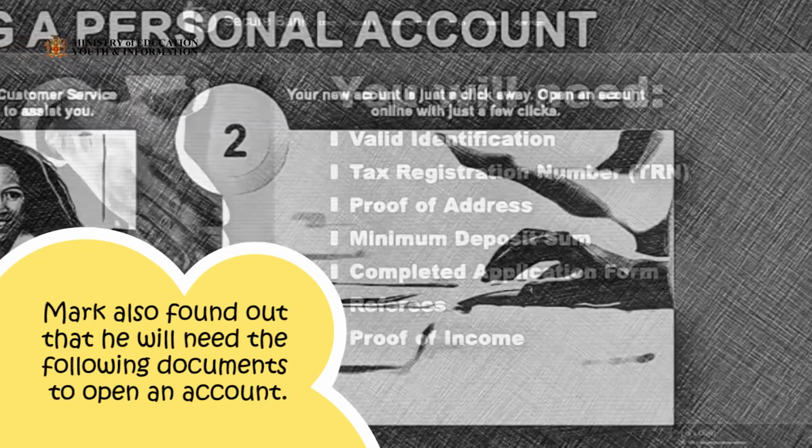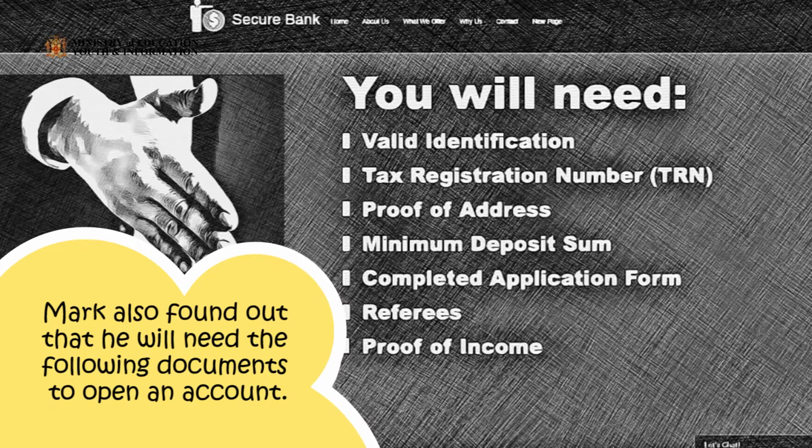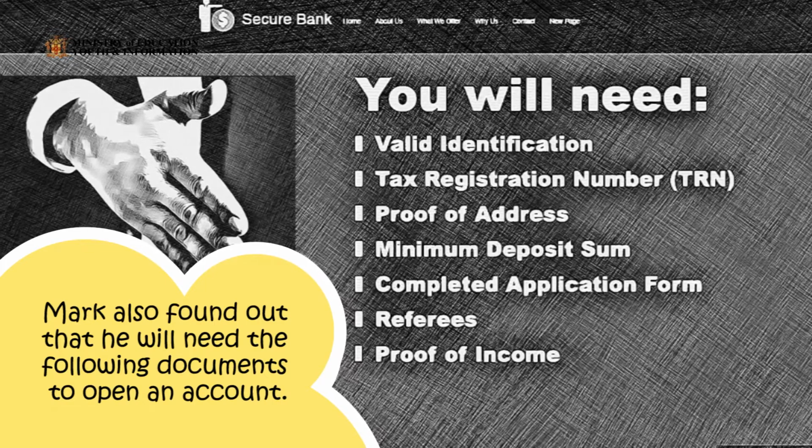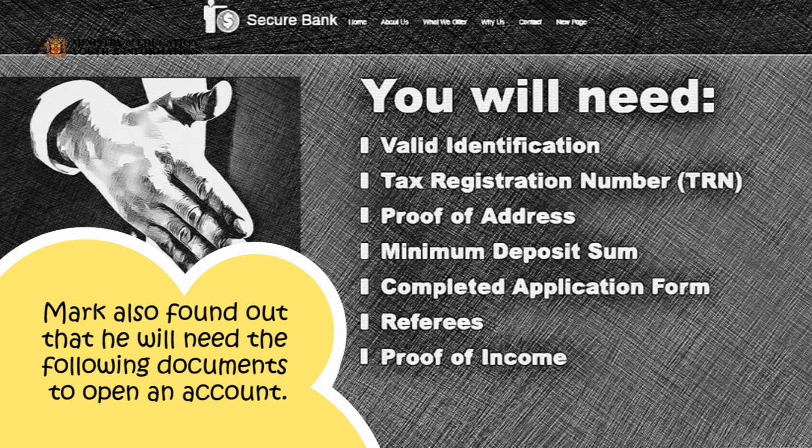Mark also found out that he will need the following documents to open an account. He'll need a valid ID: a passport, a national ID, or a driver's license. Because Mark is under age 16, his birth certificate can be used. You will also need a tax registration number, proof of address, a minimum deposit sum, which will vary according to the financial institution, a completed application form, referees such as a justice of the peace, a teacher, or a police officer, and proof of income. So Mark's mother will open a joint account with him, and she will have to provide all of these documents.